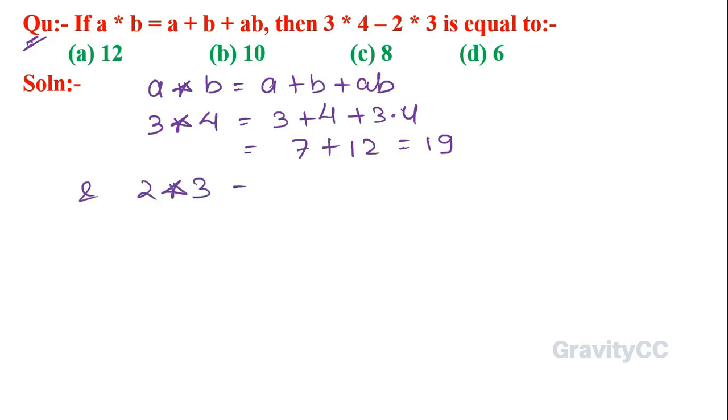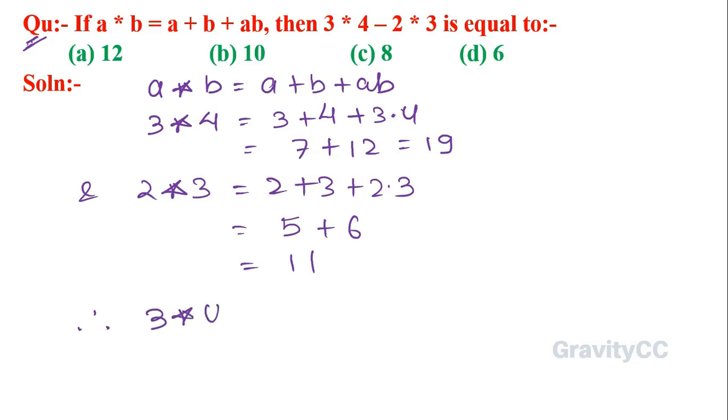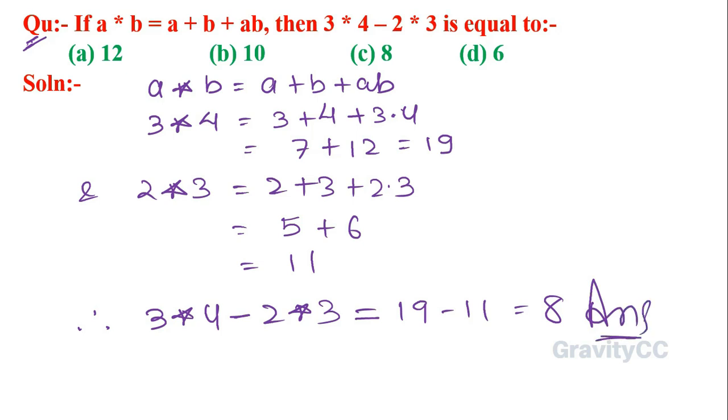2 star 3 is equal to 2 plus 3 plus 2 into 3. So 11. So therefore 3 star 4 minus 2 star 3 is equal to 19 minus 11. So is equal to 8. Answer. So option C is the correct answer.